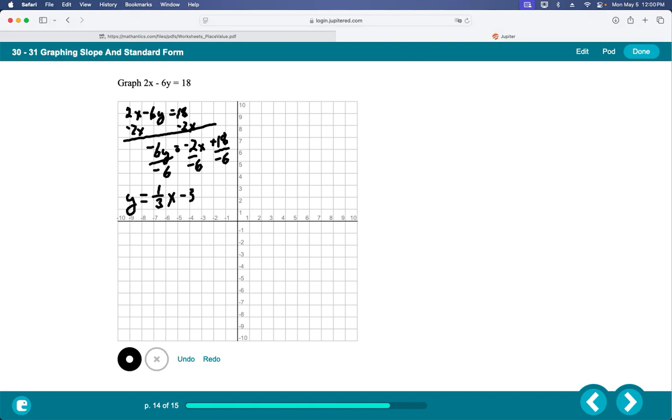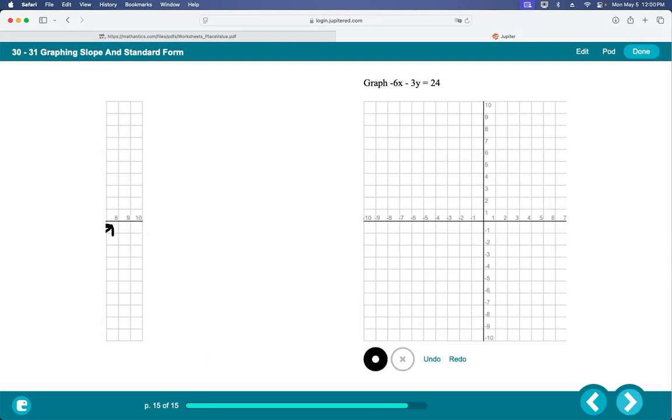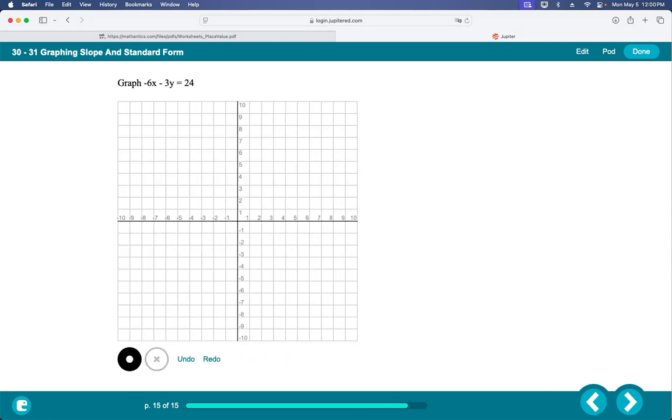So we go to the -3, and then we go up 1 to the right 3. So up 1 to the right 3, up 1 to the right 3. And there's our line. Just like that. Last one.